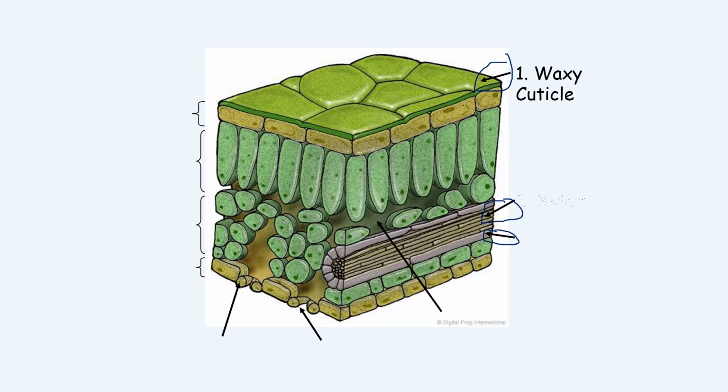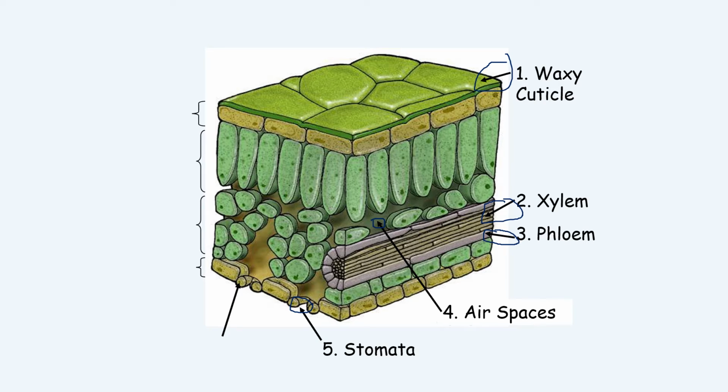So the inside is always a xylem vessel, the outside is always a phloem. And then we've got a part that's quite an empty space, so that would be your air space. And then we've got the hole that's at the bottom, which would be your stomata. And then we've got the parts that surround your stomata, so they open and close it, which would be your guard cells.